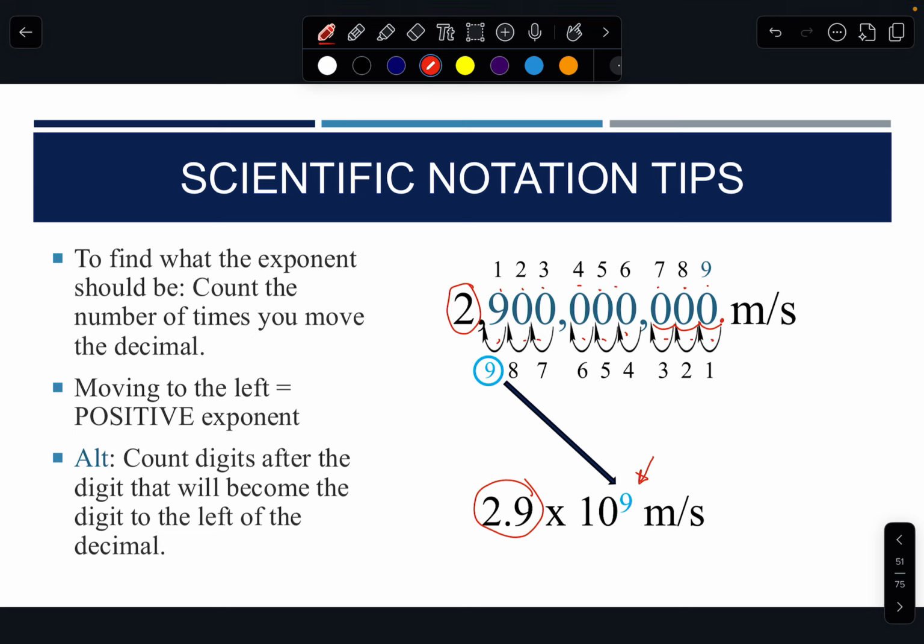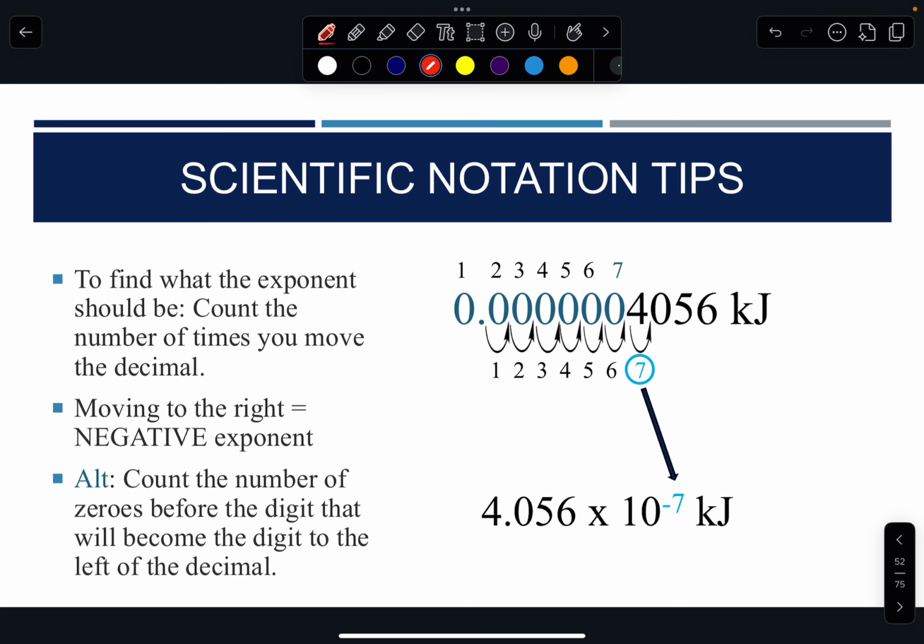When we're talking about the moving of the decimal point problem, when you move the decimal point to the left, that is going to give you a positive exponent. Moving the decimal point to the left gives you a positive exponent. So you can probably guess that if you move the decimal place to the right, you'll get a negative exponent. And so for smaller numbers, you can do the exact same thing.